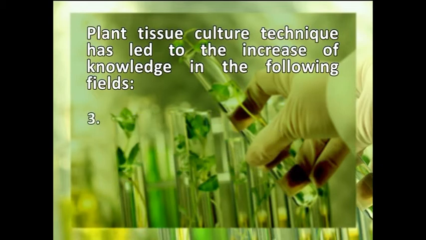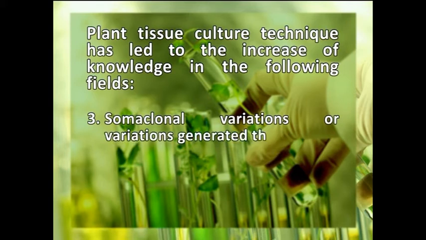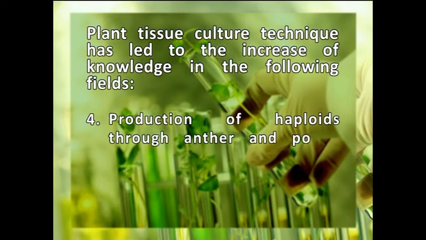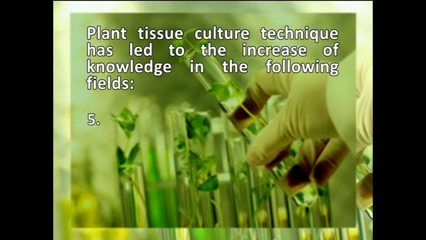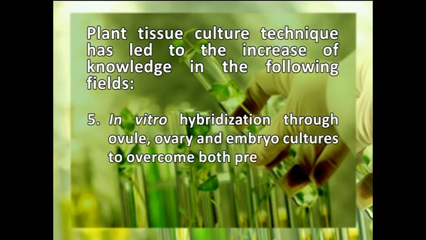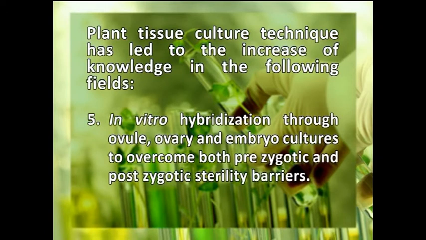The third is somaclonal variations or variations generated through in vitro culture. Next is in the production of haploids through anther and pollen culture or ovule culture. The fifth is in vitro hybridization through ovule, ovary and embryo cultures to overcome both pre-zygotic and post-zygotic sterility barriers.